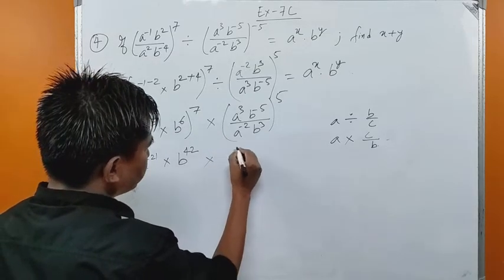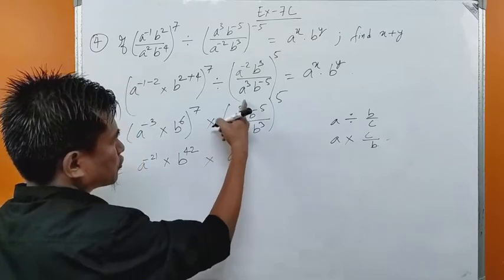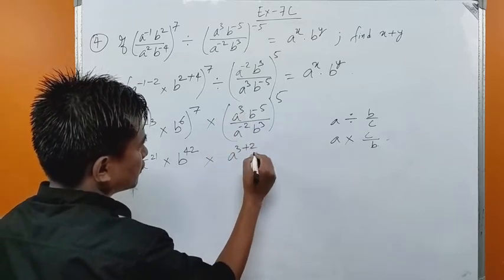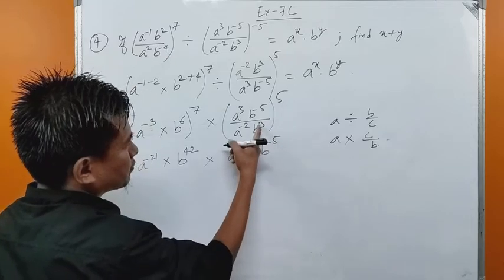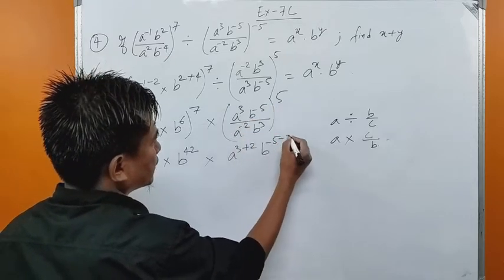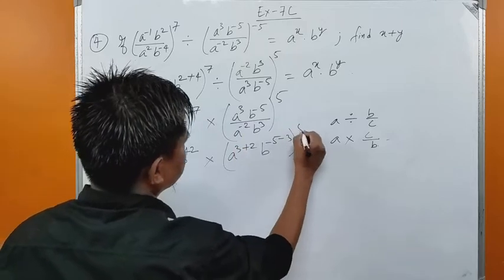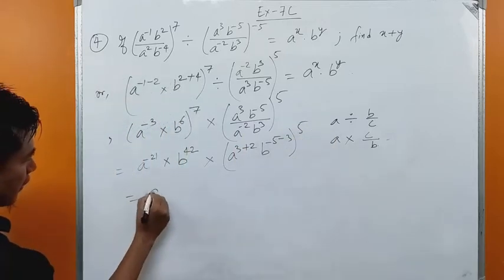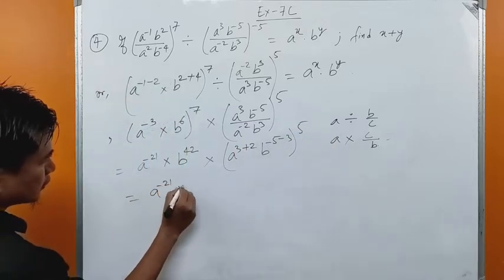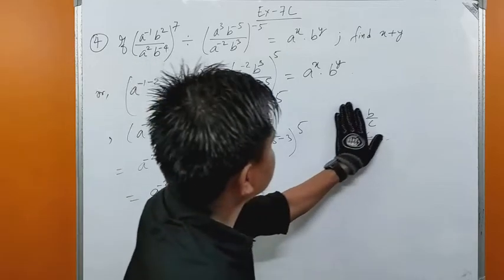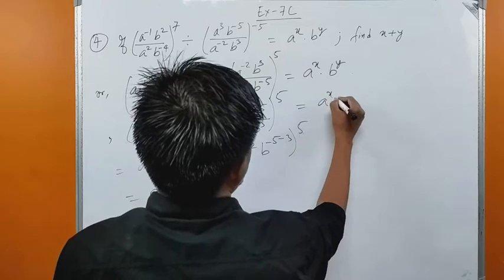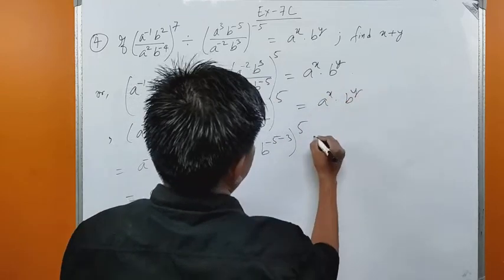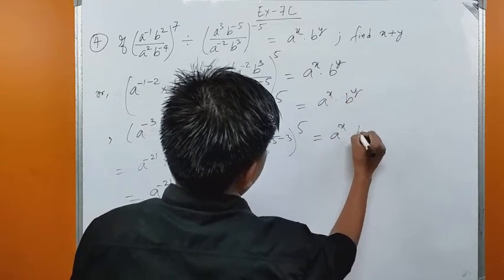Okay, now here a cube, we take this minus 2 to the numerator, plus 2. Okay, b to the power minus 5, we take this plus 3 to the numerator becomes minus 3 whole to the power 5. Now a to the power minus 21 into, okay, in the right hand side we have a to the power x into b to the power y.